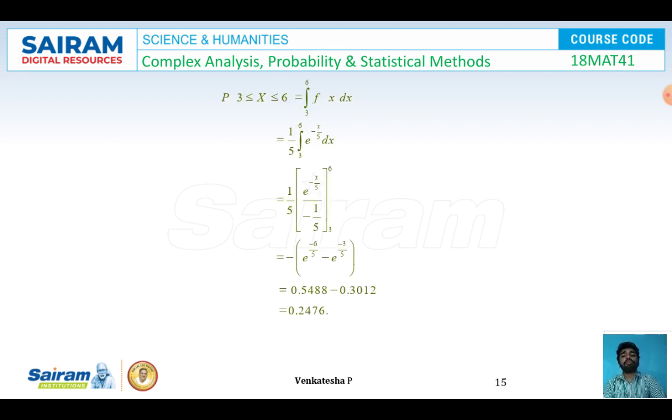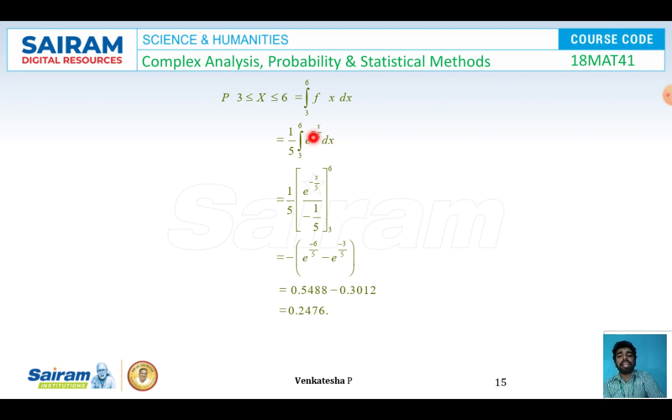Next one, to find the value of P of 3 less than or equal to x less than or equal to 6. It is given by the integral 3 to 6 f of x dx. So I am going to take the value of the function f of x here, that is 1 by 5 into e power minus x by 5. So I got the equation 1 by 5 integral 3 to 6 e power minus x by 5 dx. I'm keeping the constant as it is.